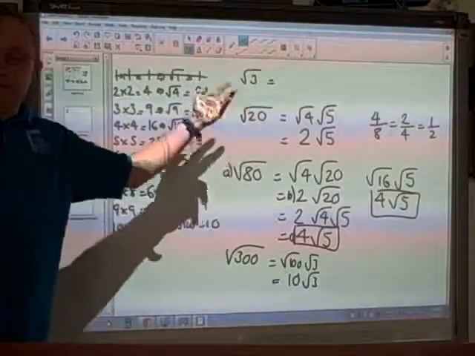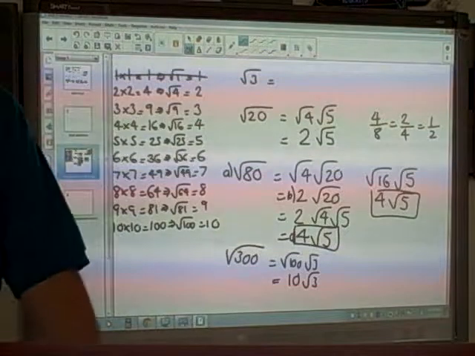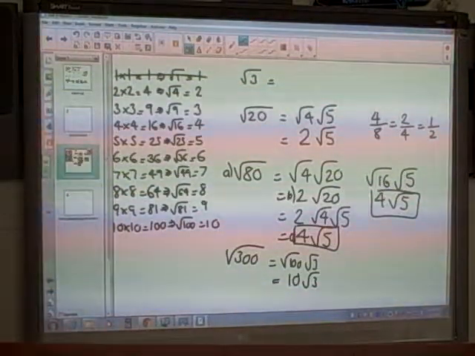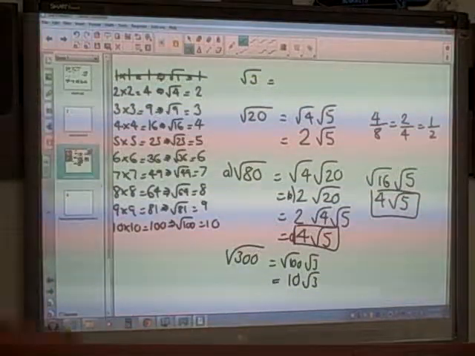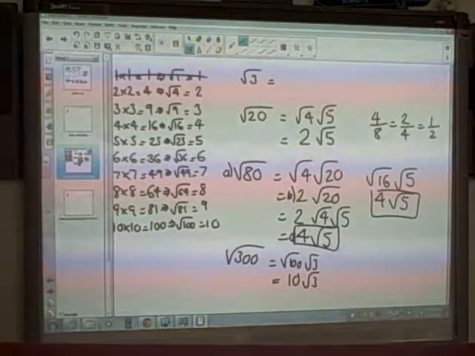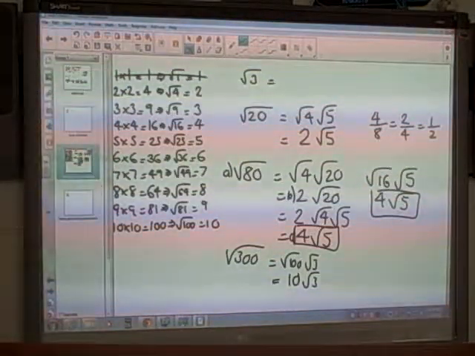This skill, being able to simplify radicals, you're going to be using throughout this unit. You're going to be using it when you do addition, when you do subtraction, when you do multiplication, and when you do division. So spend a lot of time on these exercises to make sure you understand the basics for this whole unit.